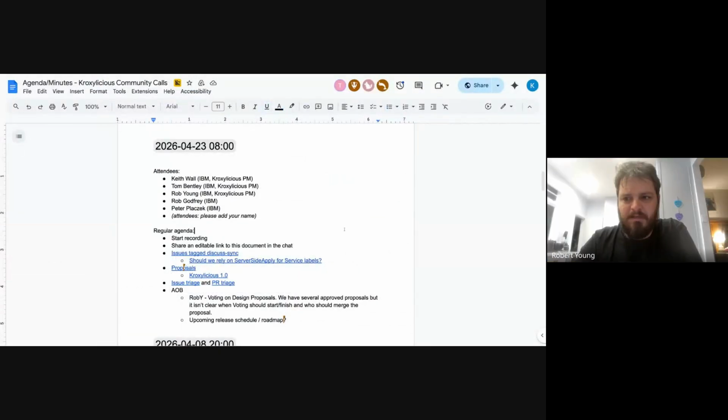Sounds like something contentious. Maybe I'll take it async. I'll just describe it quickly though. We have quite a few proposals sitting in approved. We have our rules about how many approvals things need, but it's not super clear when voting starts and ends and who's supposed to go and merge the thing. So I'll put that somewhere in Slack or somewhere else to discuss.